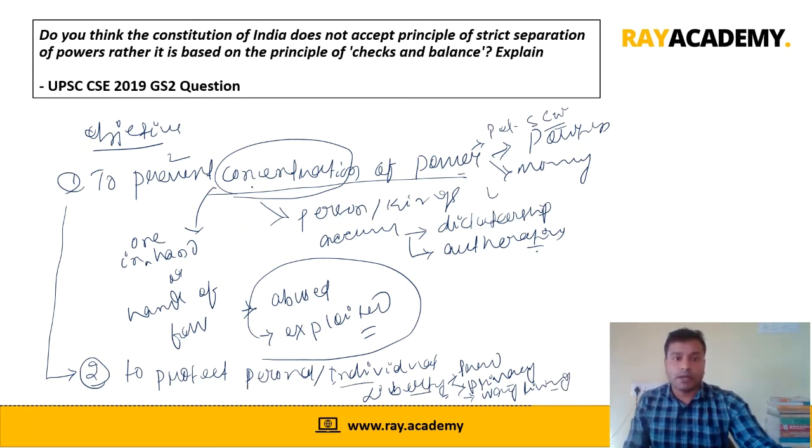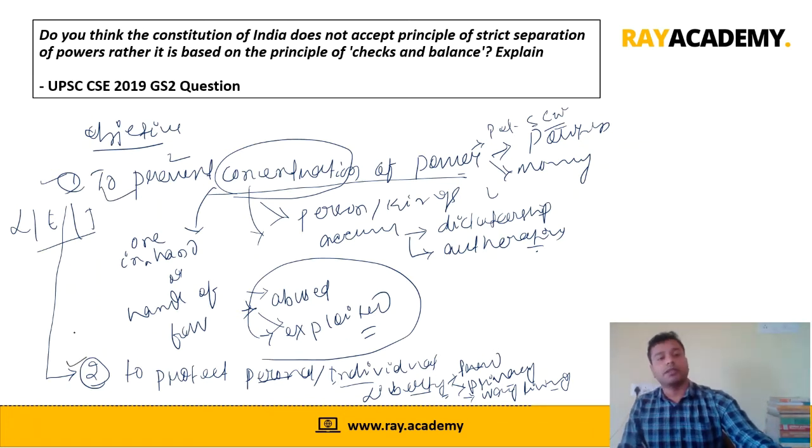So if the power is concentrated, it is expected that the person who is going to hold the power, or the institution who is going to hold the power, will abuse or exploit it. And in turn, what will happen? It will impact individual liberty. So those are the two objectives on which Montesquieu proposed the theory of separation of power: the three wings of the government, legislature, executive, and the judiciary, shall be completely separate from each other, to prevent concentration of power and to protect individual liberty.